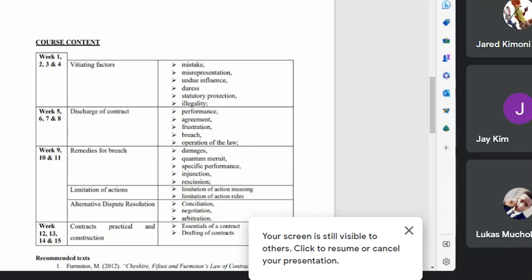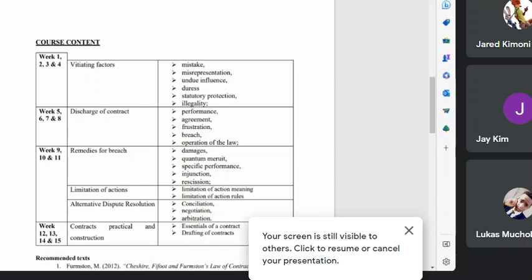Then, number two, we have misrepresentation must be false. Then, number three, misrepresentation must induce the contract. These are the three elements. Then when we come to types of misrepresentation, there are also three. We have fraudulent, negligent, and innocent. Now those three.